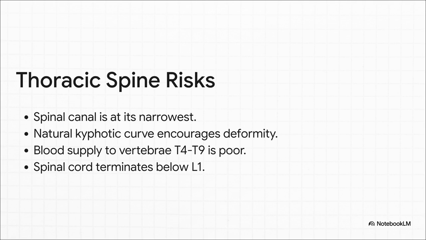First off, the tunnel for the spinal cord, the spinal canal, is naturally at its tightest right there, so even a little bit of swelling can cause a huge problem. Then you've got the natural forward curve of your upper back. The infection can make that curve way worse, leading to a serious deformity. And to top it all off, the blood supply in that area is just not great, which makes it super hard for the body to fight off the TB infection. All of this together makes the thoracic spine a prime target.